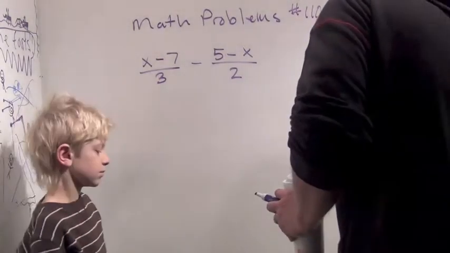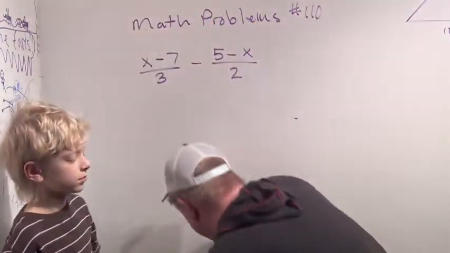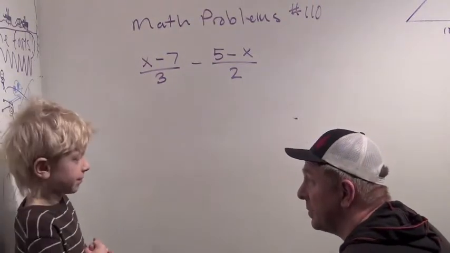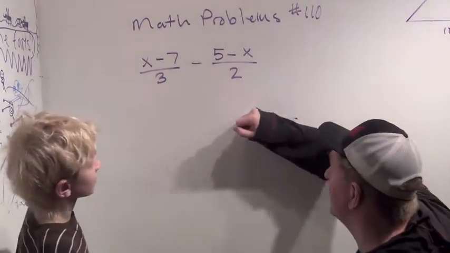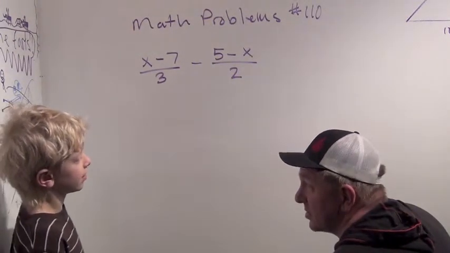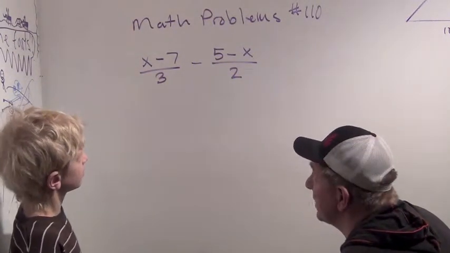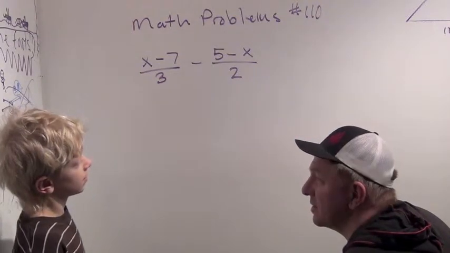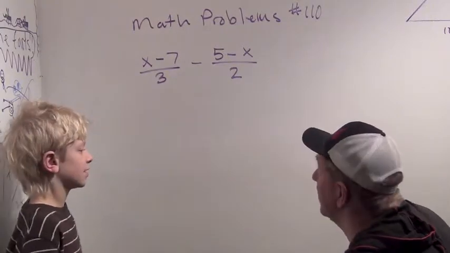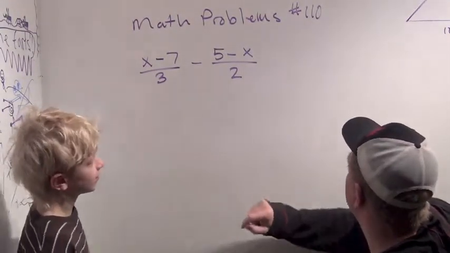Math Problems Number 110. We have been working last week and this week on algebraic expressions. Up until this problem, we've always been doing stuff that's pretty straightforward, which is integer coefficients. The few that we did with fraction coefficients actually went away because it was like 4x over 2. Now we have some fractions. What do you think you want to do here?